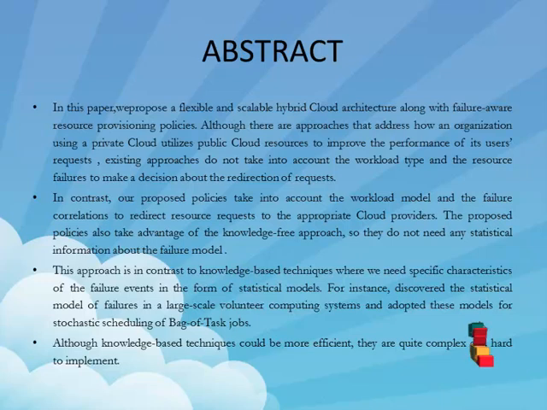Now study the abstract of our main project. In this paper, we propose a flexible and scalable hybrid cloud architecture along with failure-aware resource provisioning policies. Although there are approaches that address how an organization using a private cloud utilizes public cloud resources to improve the performance of its user requests, existing approaches do not take into account workload type and resource failures to make a decision about the redirection of the requests. In contrast, our proposed policies take into account the workload model and the failure correlations to redirect resource requests to the appropriate cloud providers.